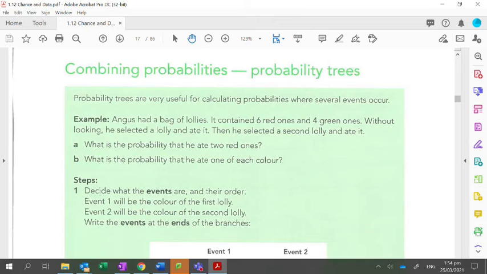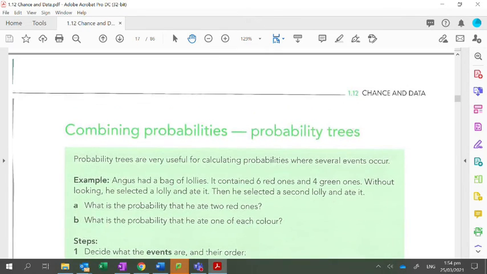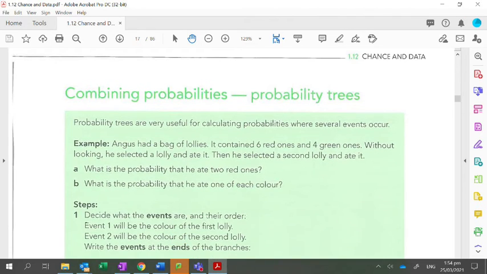So here we go. In your book, page 19, where they're talking about probability trees. And we're just going to look at an example, then we're going to do an example together, then I'm going to set you loose.